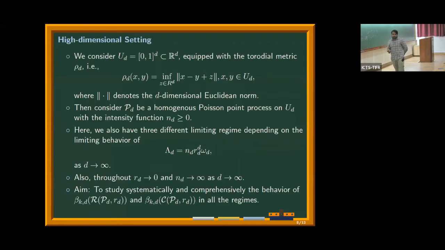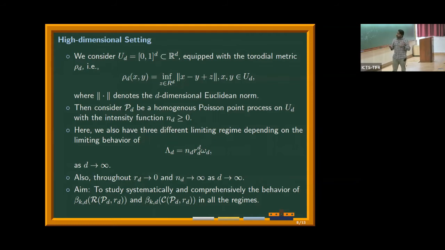So now we will describe the high dimensional setting. What is happening in the high dimensional setting? We are taking the dimension of the space also to infinity, not only the number of points n_d. So we will consider this setting. We will consider a unit hypercube equipped with the toroidal metric. We are using this toroidal metric just to avoid boundary effects. And then we consider a homogeneous Poisson point process with intensity n_d. So now everything will depend on d as the dimension is varying.